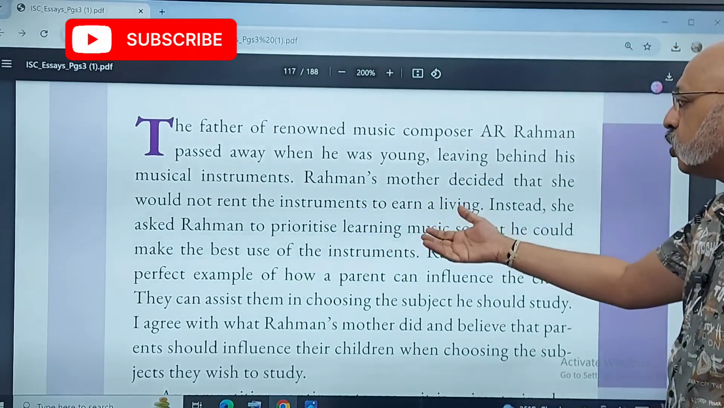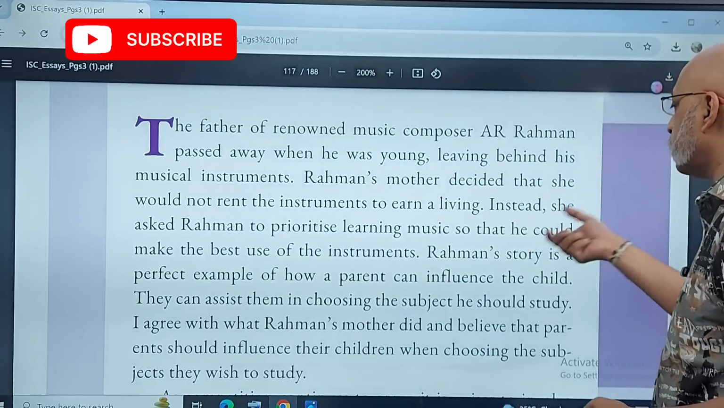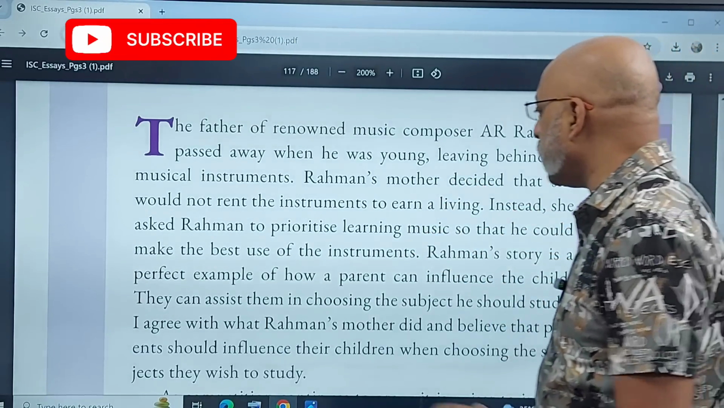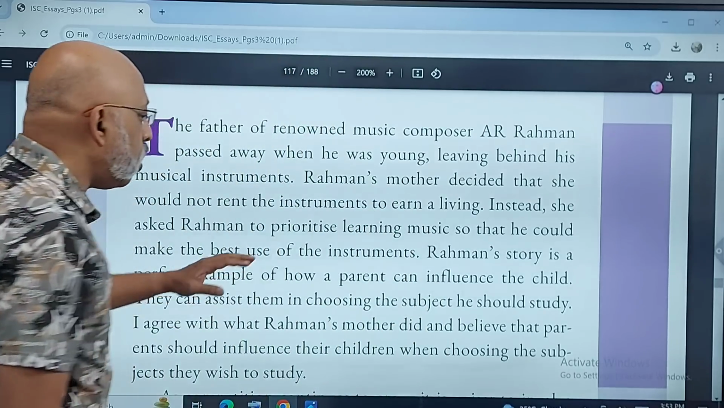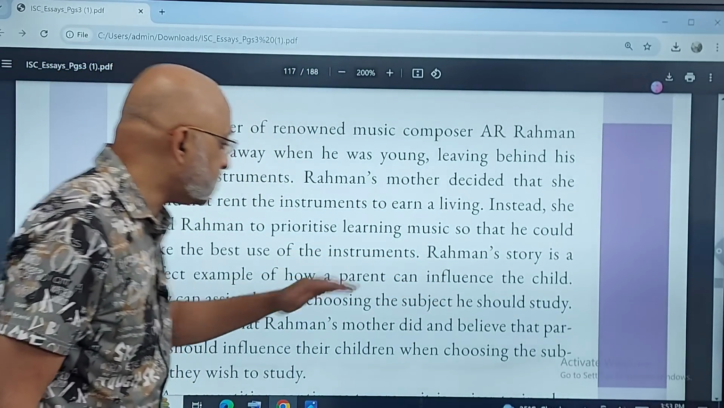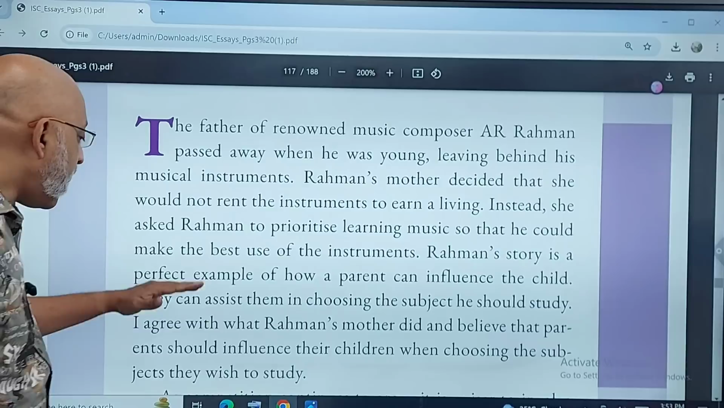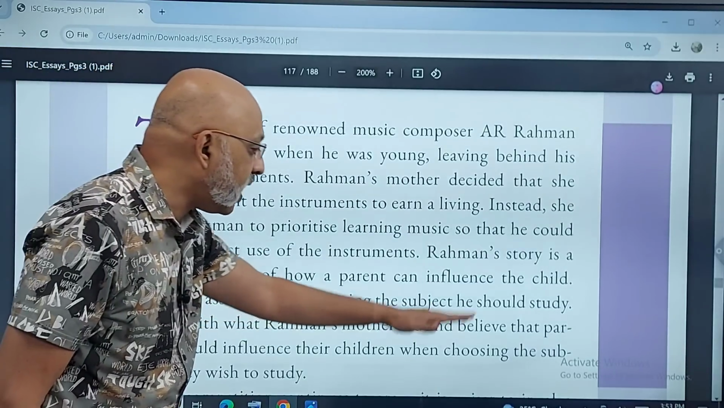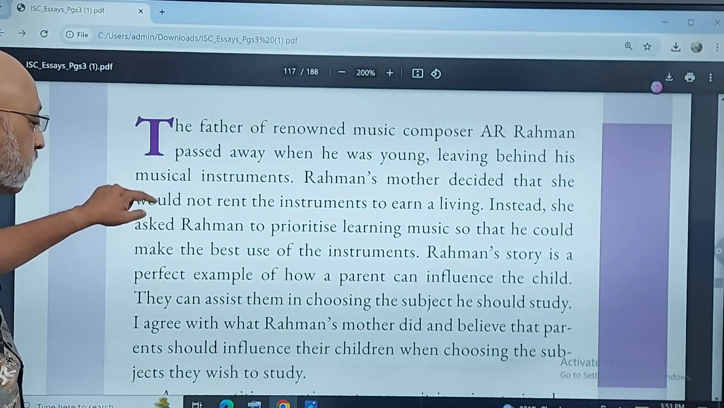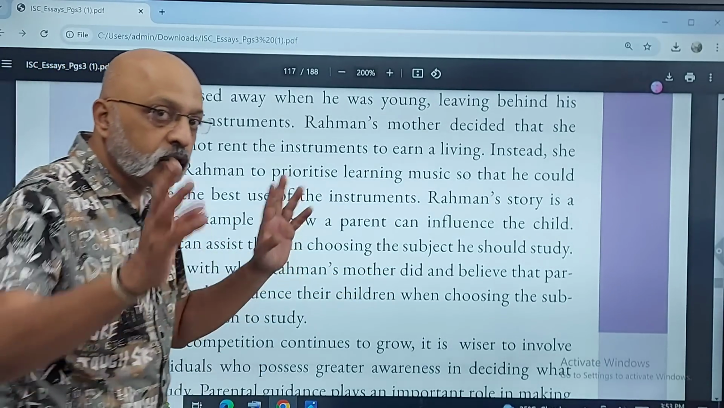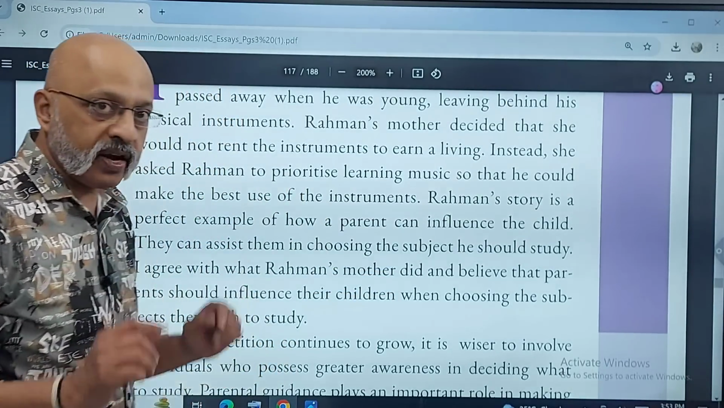Instead, she asked Rahman to prioritize learning music so that he could make the best use of the instruments. Rahman's story is a perfect example of how a parent can influence the child. They can assist them in choosing the subject he should study. I agree with what Rahman's mother did and believe that parents should influence their children when choosing the subject they wish to study. Now here 2-3 points that you need to bear in mind.